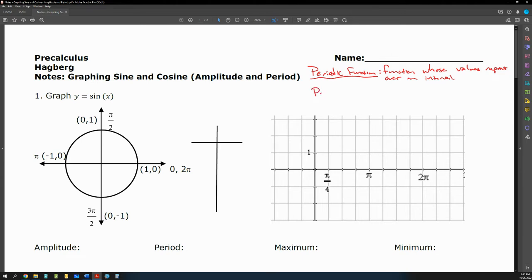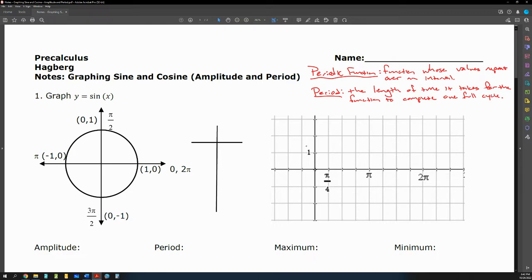The period of a periodic function is the length of a cycle before it repeats, or another way to say it is the length of time it takes for the function to complete one full cycle.